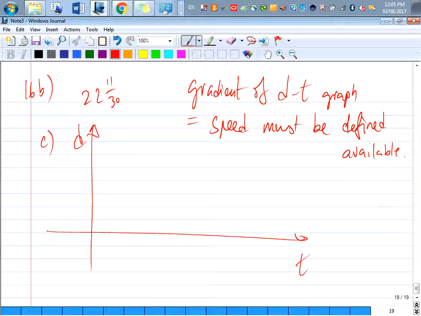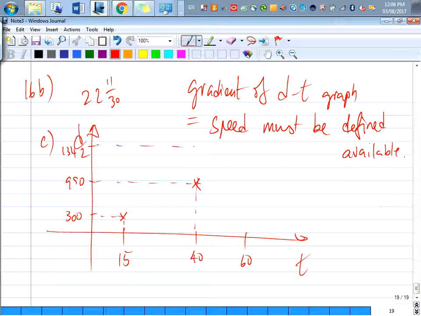So some of you are very confused as to how to draw a smooth graph. I know that at time equals to 15, the distance is 300. I also know that at time equals to 40, the distance traveled is 990. And finally, it will be 1342 at time equals to 60. Okay? These are the points that I must have in my graph. It is now a matter of joining them up.